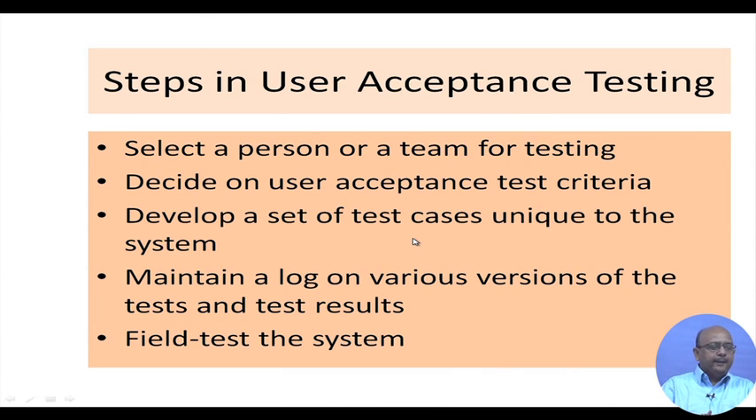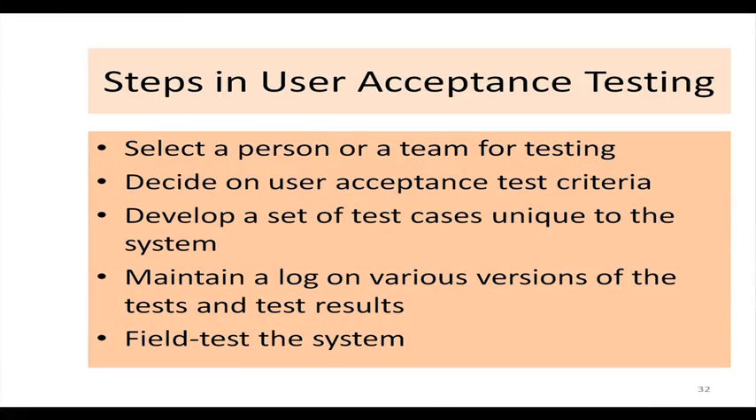Then moving to the next part, that is steps in user acceptance testing, how we go about it. So, you need to create a team for testing purposes, that is very, very important. Select a person or team for testing. And this team should be responsible for validating and verifying the system. And then you decide the criteria. You can use the rules of logic that we have just talked about. So, you have to decide on user acceptance test criteria. These are the criteria that we will be using for verification of the knowledge or functionality of knowledge.